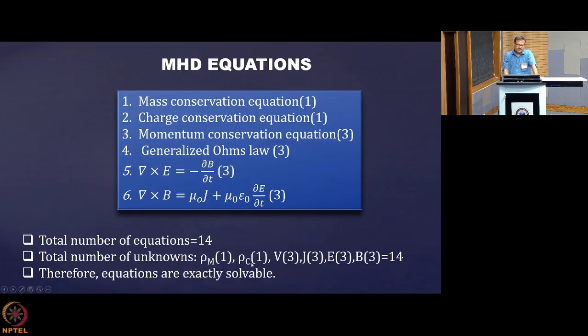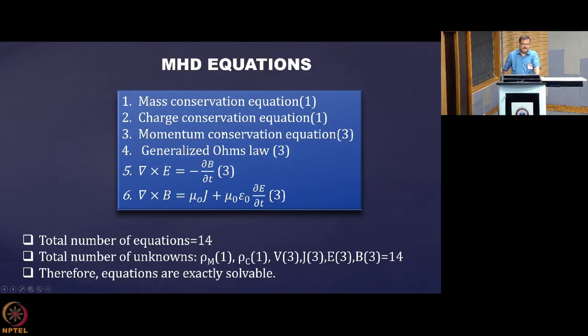So you have rho m and rho c, 1 and 1, then velocity 3 components, J 3 components, electric field 3 components, and magnetic field 3 components. So if you add them up, you see that the number of unknowns is also 14. So you have a total of 14 equations and 14 unknowns. So this set of equations is exactly solvable, and they are called the MHD equations.